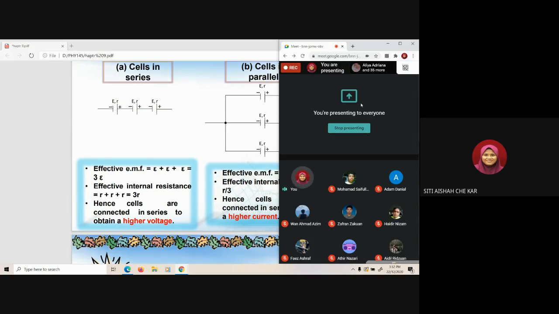Minggu ni kita tak buat lab lagi sebab lab yang lab 3 tu berkaitan dengan chapter ni lah. Ada DC dengan AC, so tak boleh buat lab lagi lah. Okay. Ada apa-apa soalan? Ada soalan?